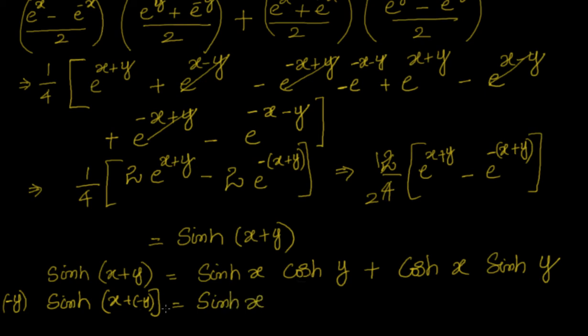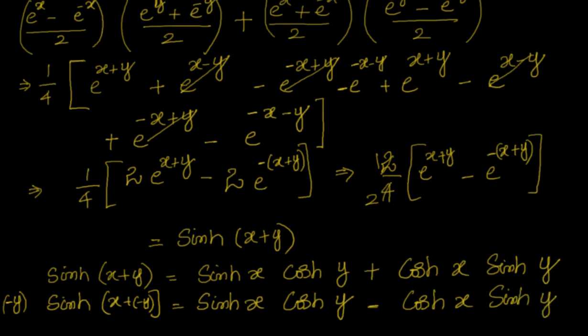Cos h of minus y, cos of minus is cos because it's an even function, so it will be cos h of y, and then we have cos h of x, that will be as it is. Then we have sin h of y, sin h of minus y, that's nothing but minus, so this becomes cos hx sin hy. So you can see that in hyperbolic they are pretty straightforward.